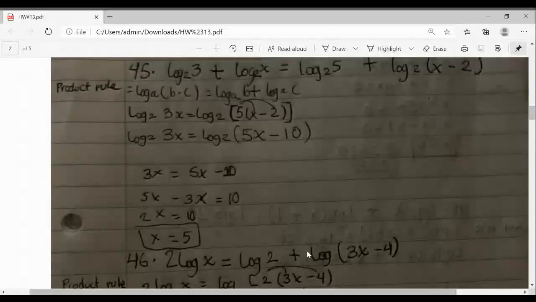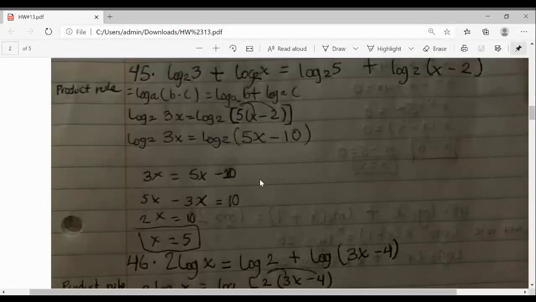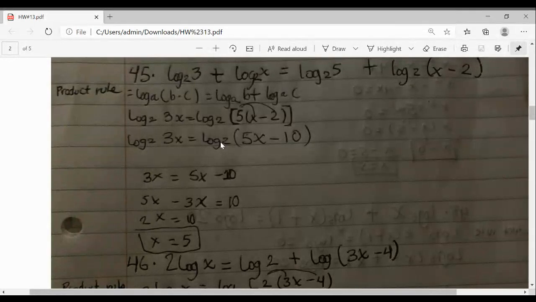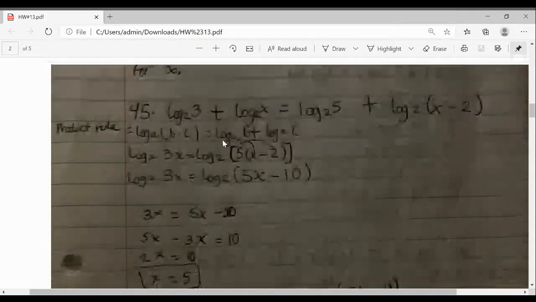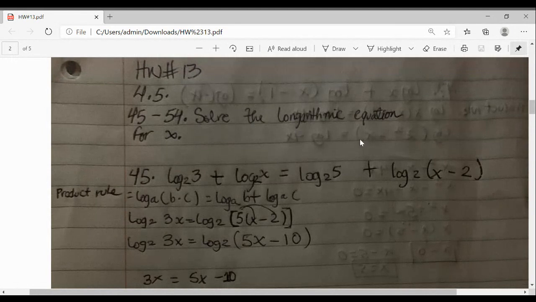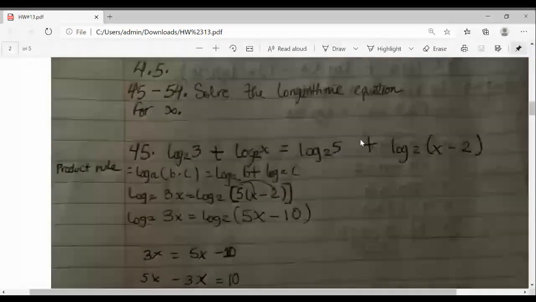All right. Let's see the next one. Anna wants to show homework 13, 4, 5. Yes, it'll be a good review. Can you see? It's coming up. Yes. Okay. So here we are asked to solve the logarithm equation for x.